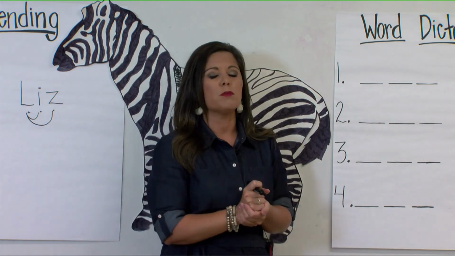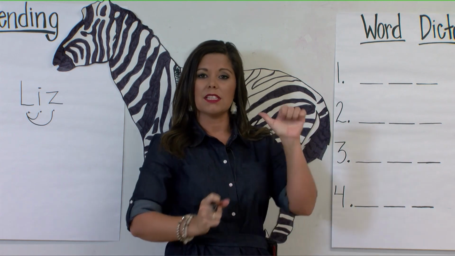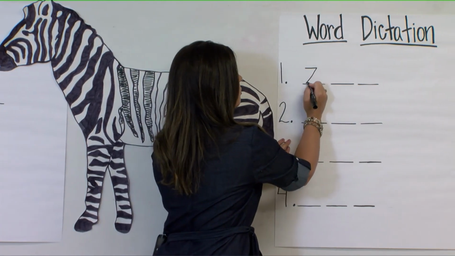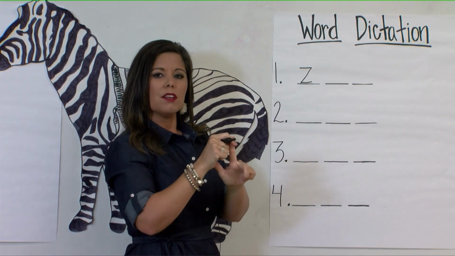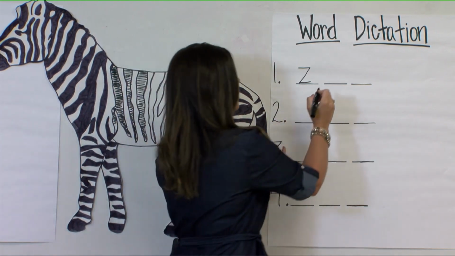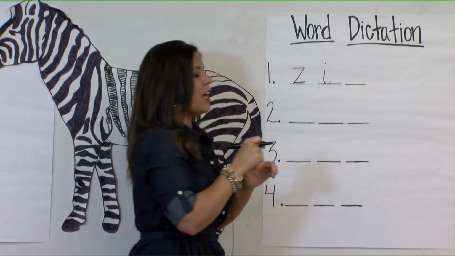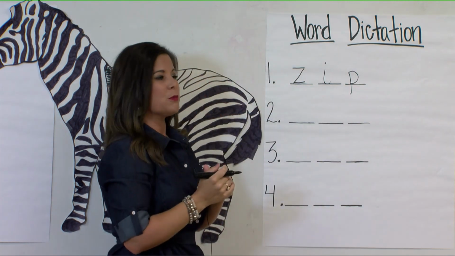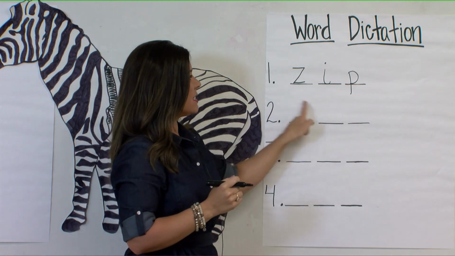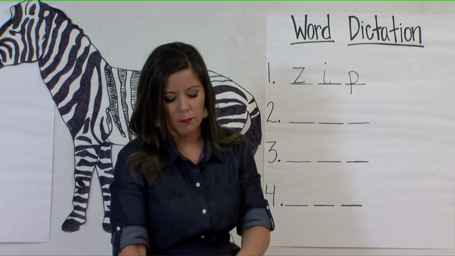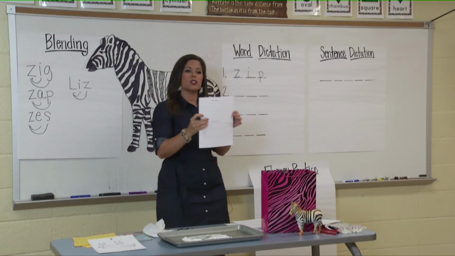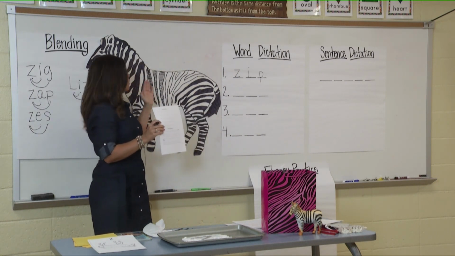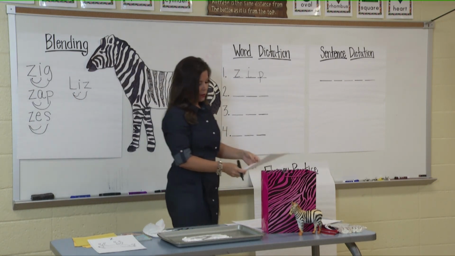Okay, my first word is going to be zip. Zip. Z, ip. Now my beginning sound is our new sound, Z. So z, I. What vowel says I? I. Very good. Z, I. And then P. The letter is P. Zip. Watch me one more time. Z, ip, zip. Okay? So if you have your paper inside your packet, your word dictation paper, you can pull that out, and I want you to spell some words with me, and then we will continue shading in our zebra.